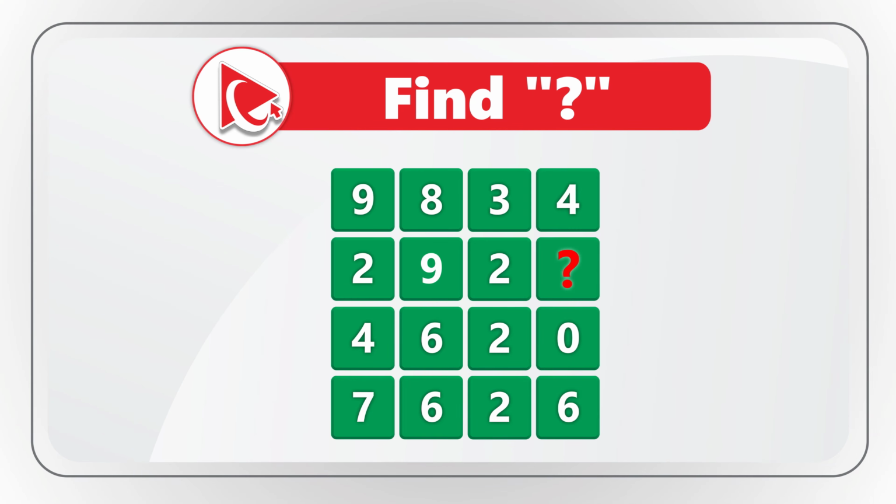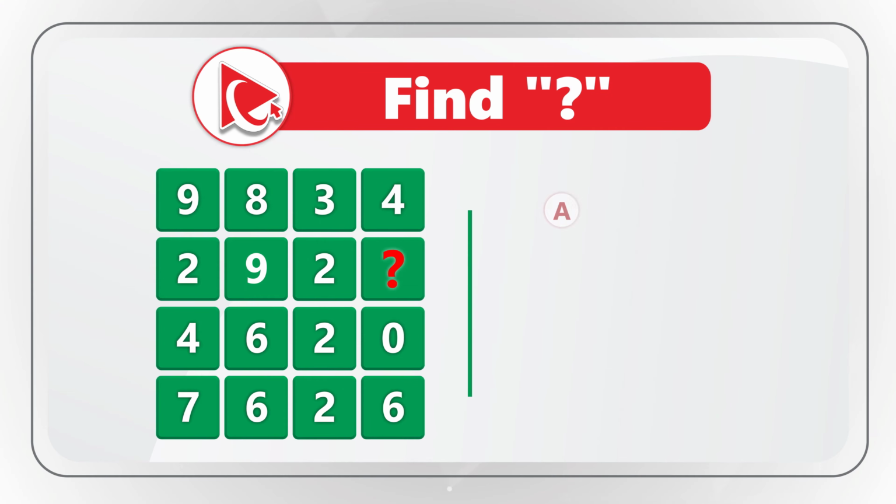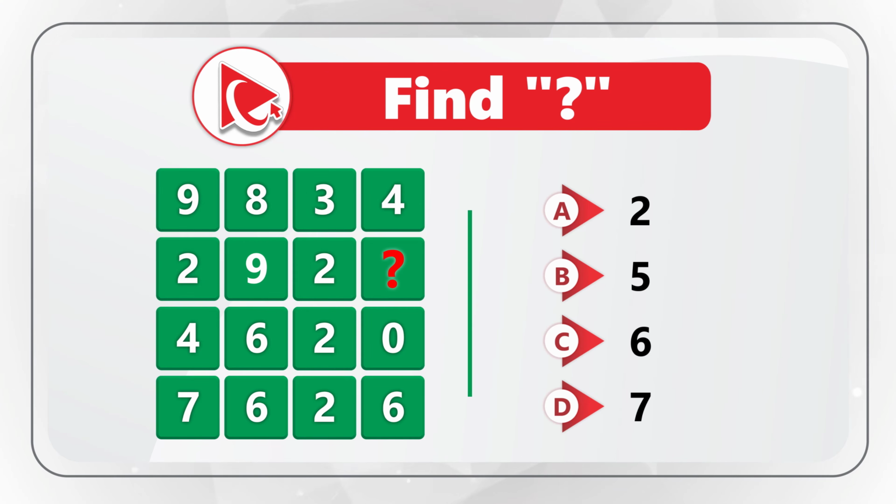You need to calculate the missing number. And you have 4 different choices to select from. Choice A, 2. Choice B, 5. Choice C, 6. And last but not least, choice D, 7. Take a close look to see if you can come up with the solution.